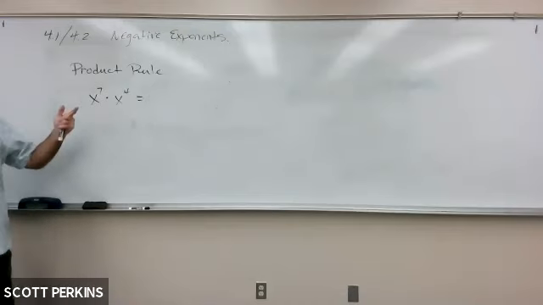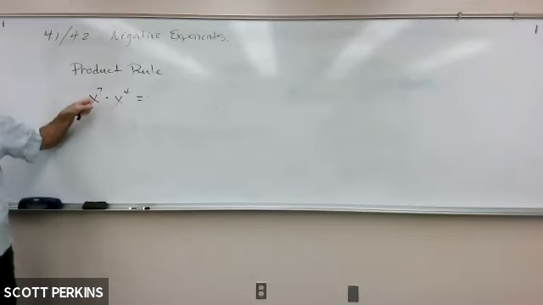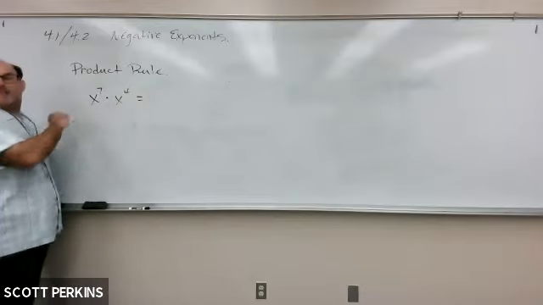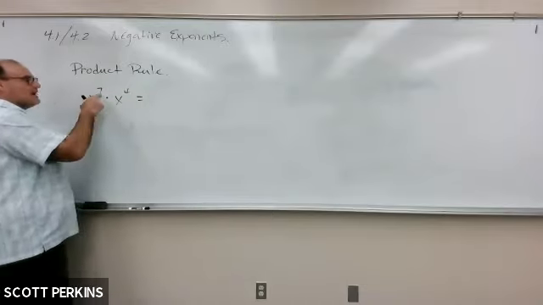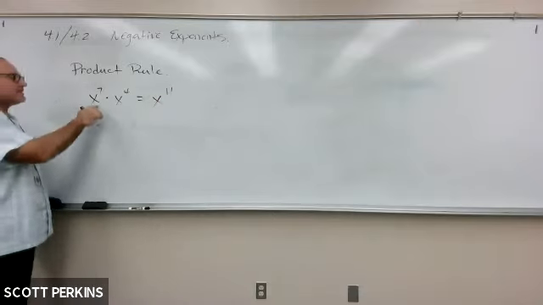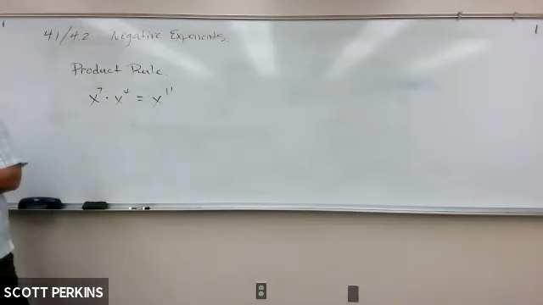Who can help me out here? Why the 11th? What is the rule that when you multiply, the bases are the same here, what do you have to do to the powers? Oh, lots of voices, awesome. You add the powers, excellent. So 7 plus 4 is x to the 11th. You don't do anything to the base. If the bases are different, you can't do anything to the problem.